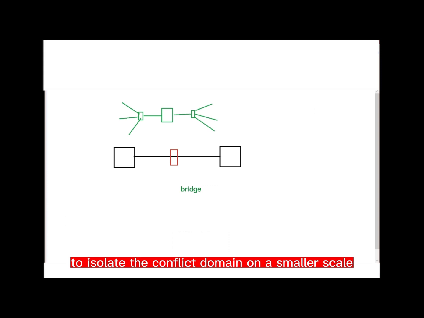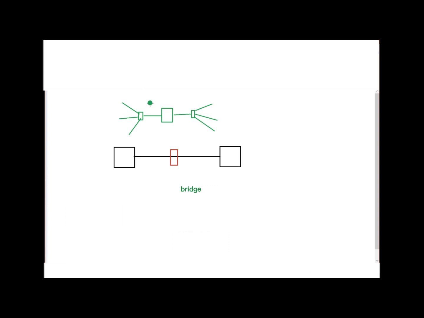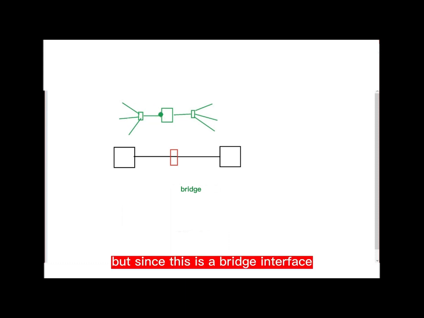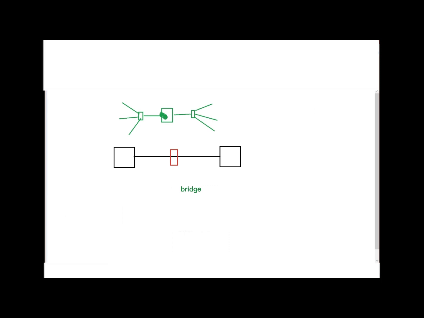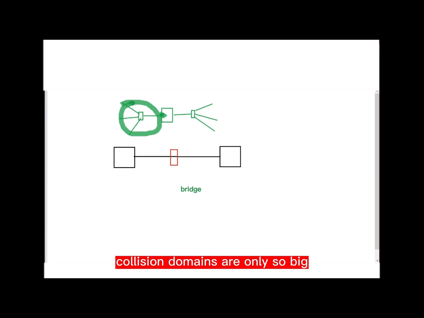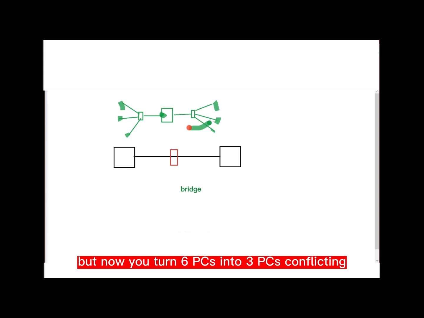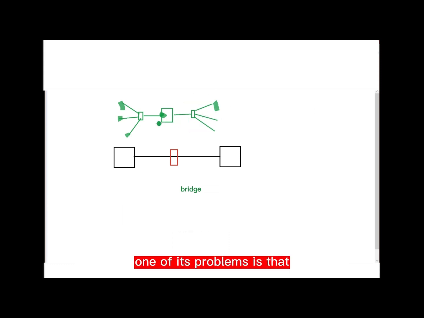This isolates the collision domain on a smaller scale. You will find that because this is a hub, this is a collision domain. But since this is a bridge interface, the collision domains are only this big. Originally there were perhaps 6 PCs conflicting, but now 6 PCs become 3 PCs conflicting. One of its problems is that it has only 2 interfaces, so the number of interfaces is not enough.